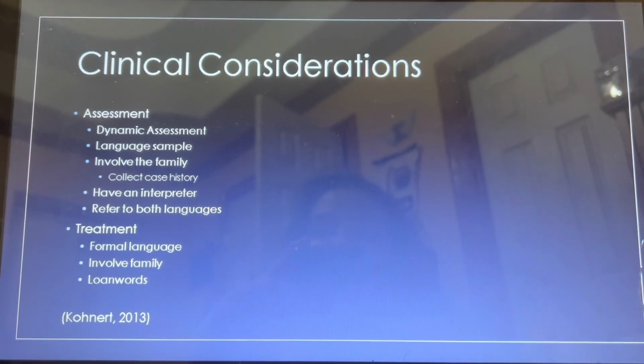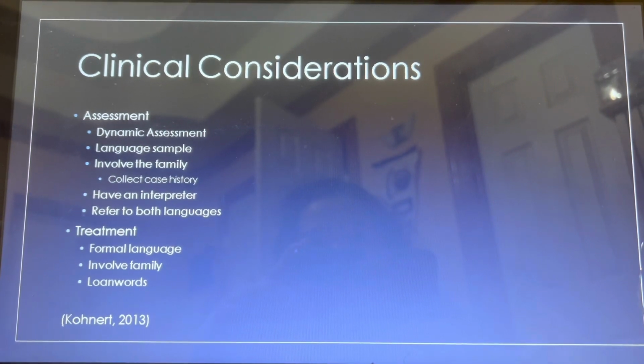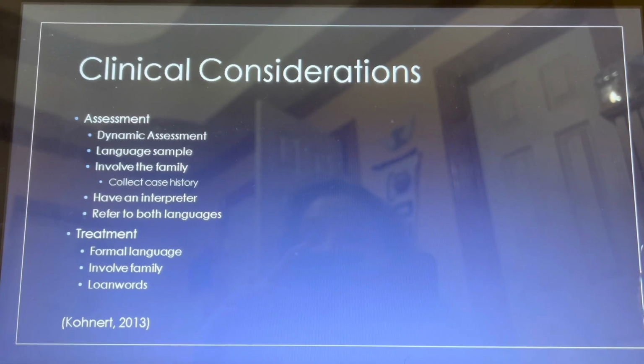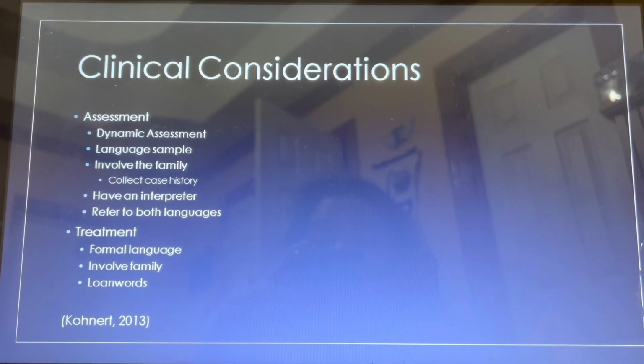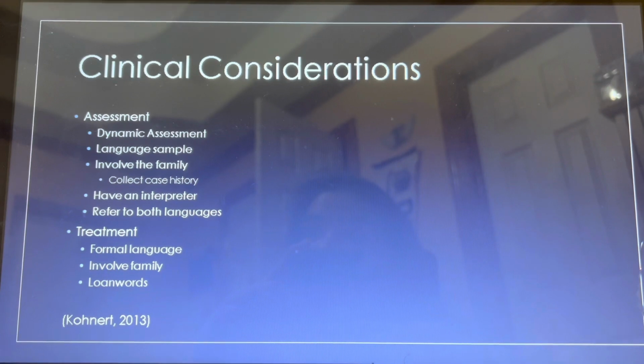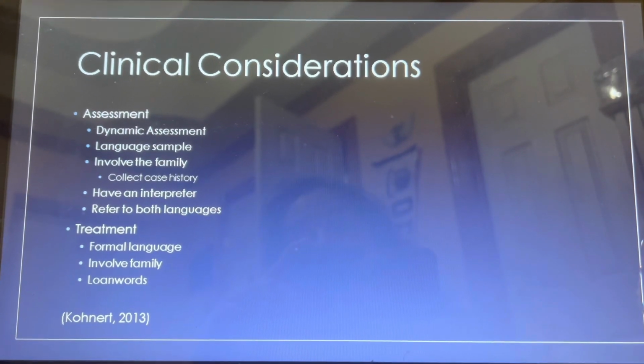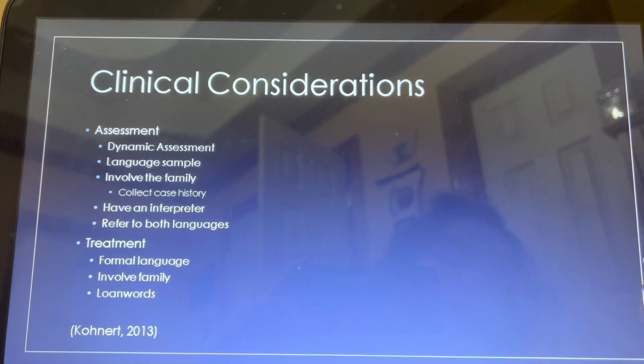Just because, like some of the ones that I said, like the forku for fork. If it was just an English-speaking child, we would automatically write that down as an issue. Whereas knowing that this culture uses loan words, now we know, oh, that's just the word that they use for it. So those are just some considerations.